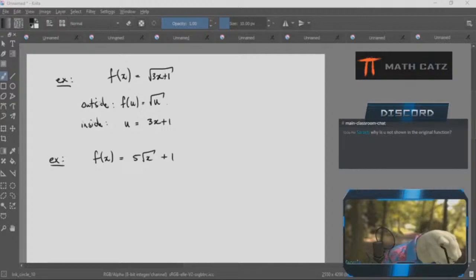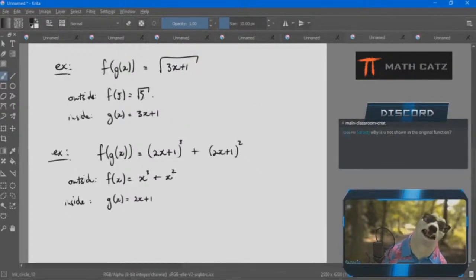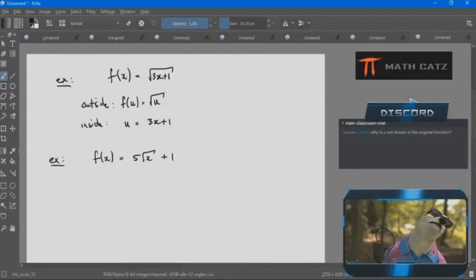Well, let me just address the question. Why is u not shown in the original function? Because it's not going to look like this. They're not going to make it that easy for me, right? They're not going to come out and say, alarm, alarm, attention, this is a function of a function. They're not going to tell you that. They're going to hide it and say, here's a function. Do whatever you want with it. And it's my job to recognize that it's a function of a function.